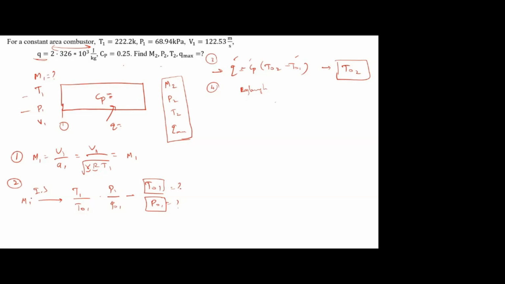We know M1, so you can find P1 by P star, T1 by T star, T naught 1 by T naught star, and P naught 1 by P naught star from the table. So you know P1, T1, P naught 1, T naught 1, and all the ratios you can find. Next step.